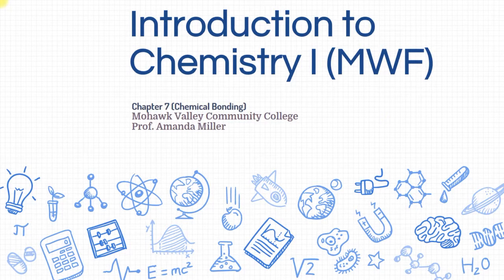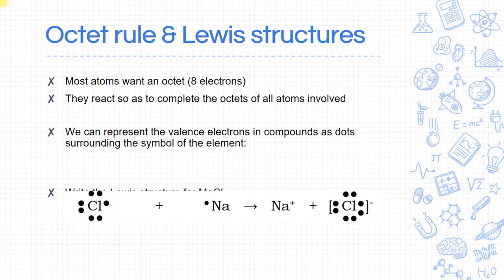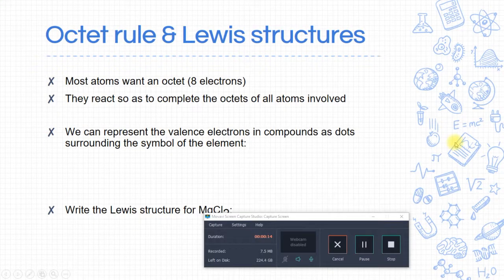Hey guys, so we're going to jump into chapter 7 here, which is all about chemical bonding. So this is where we get to figure out how things react, why they react, all that kind of fun stuff. So first off, I had to fix the slide, but now we can see what we were talking about.